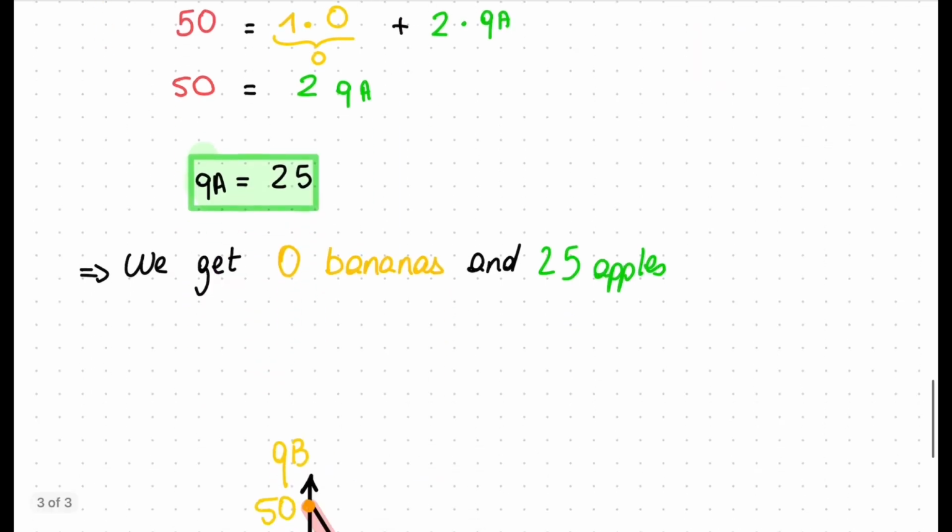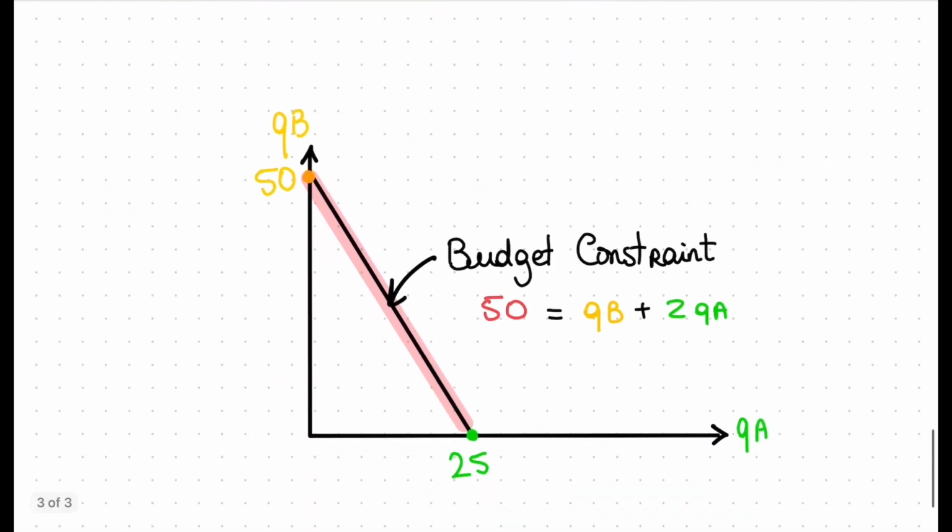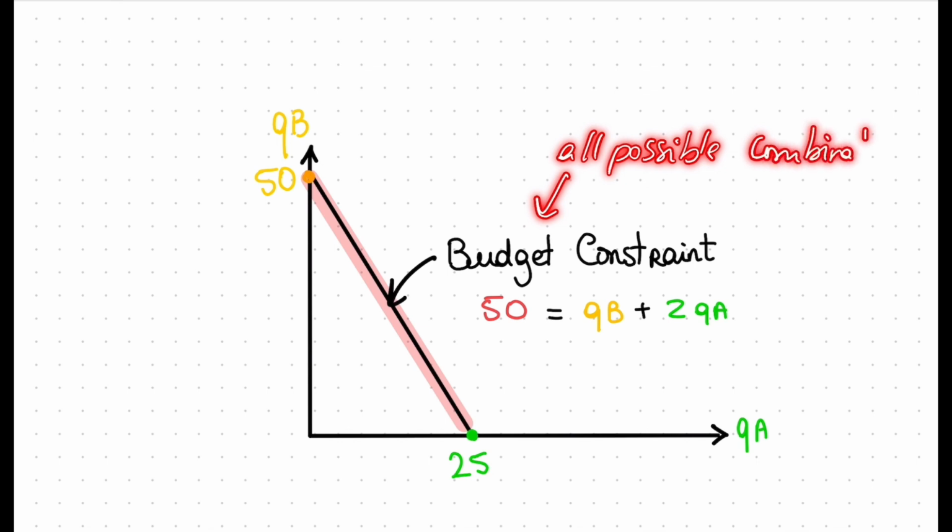And there we have it. We have our budget constraint line representing all possible combinations of apples and bananas we can buy with our $50 budget. So remember, this is just a basic example. Real life scenarios can get much more complex, but the principles remain the same.